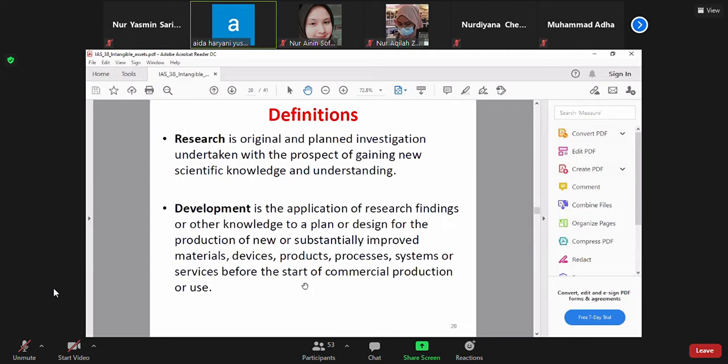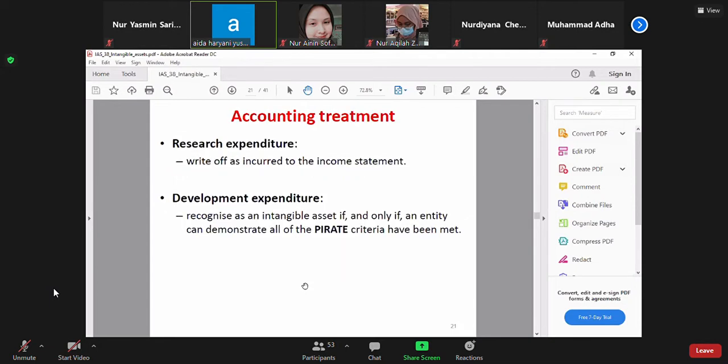So kalau dia research saja, it will not be recognized as IAS 38. So kalau research expenditure, you will write off dalam income statement as an expense. But if it's development expenditure, you akan recognize as intangible asset. Okay, tapi ada syarat lain. When it meets the pirate criteria.